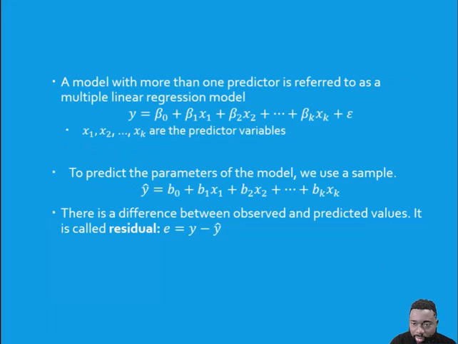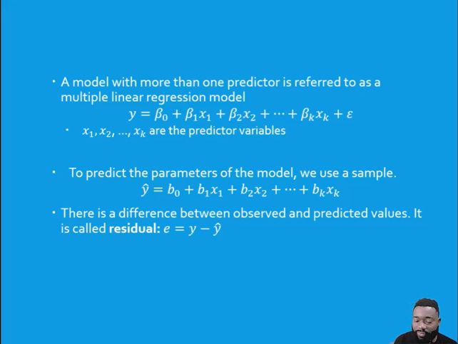Now, what is multiple linear regression? We already learned that simple linear regression predicts one thing using one variable. Now, imagine you want to predict something using many factors at once. That's multiple linear regression.